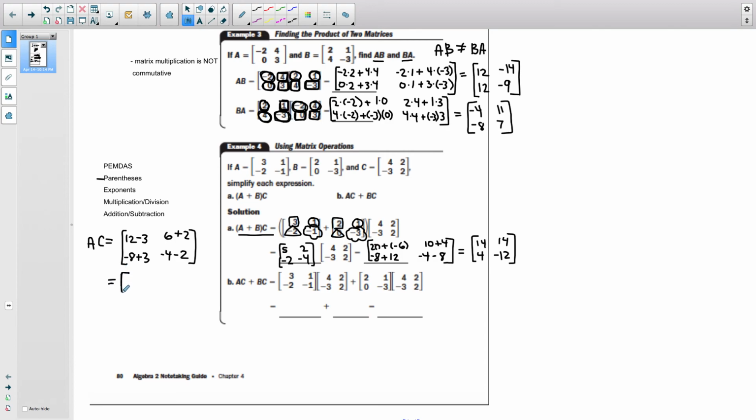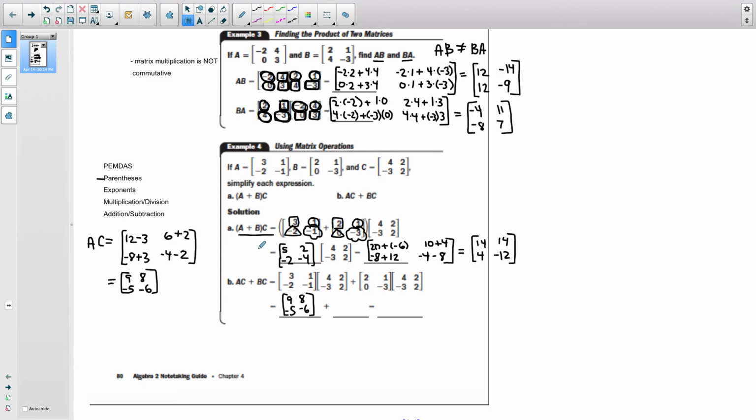And then I'm going to simplify this really quickly. So 12 minus 3 is 9. 6 and 2 is 8. Negative 8 and 3 is negative 5. And then negative 4, negative 2 is negative 6. All right, so I can replace this A times C with 9, 8, negative 5, negative 6.